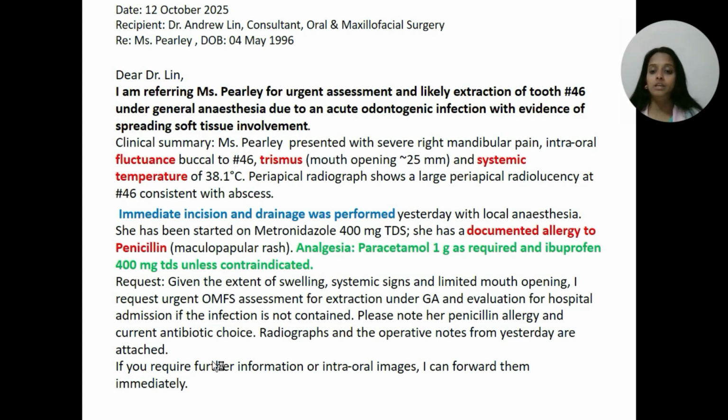Okay. If you see the request, that is very much precise and actionable. So ask for OMFS assessment and extraction under GA and for admission if indicated. So examiners look for a clear, reasonable recommendation. And finally, we have stated about the radiographs or notes attached, which is very practical and it shows good clinical communication practice.